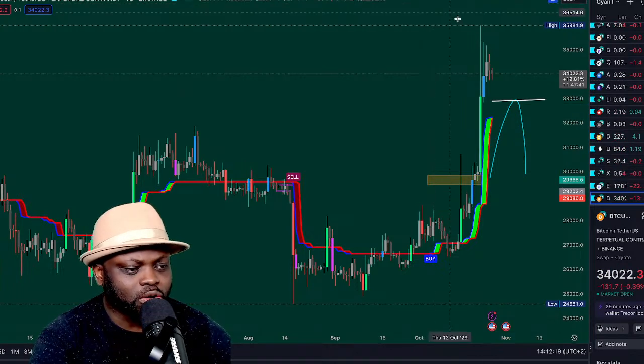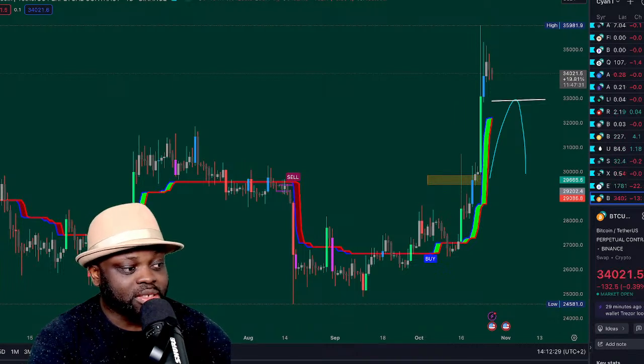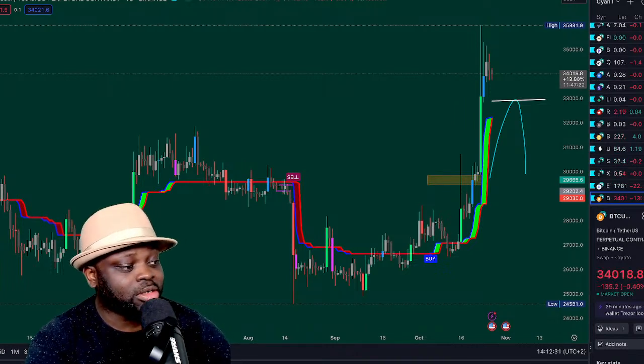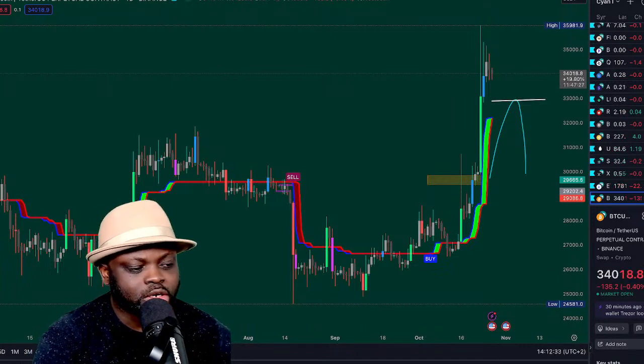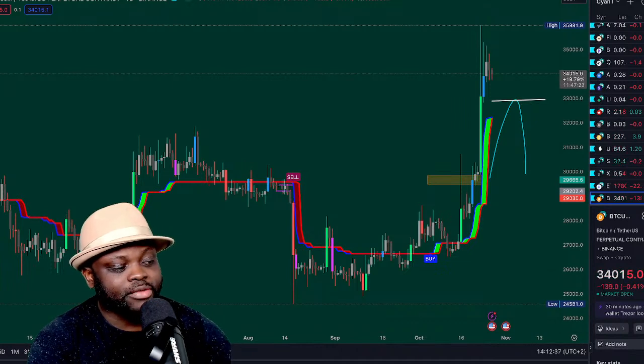For you to get this indicator, you have to go to TradingView. If you don't yet have TradingView, make sure you download TradingView on your computer. You have to use this on your computer. The link to TradingView is below this video, in the description of this video.